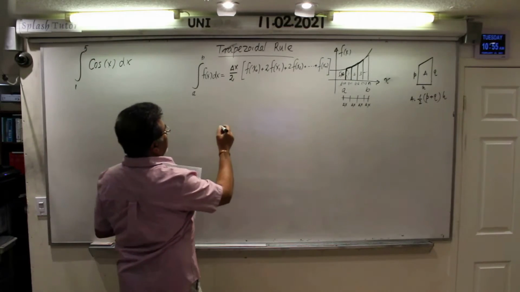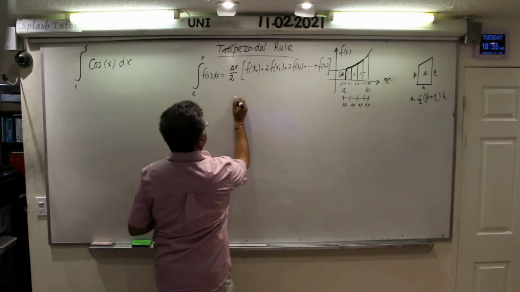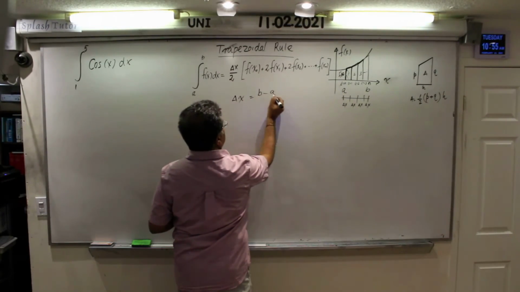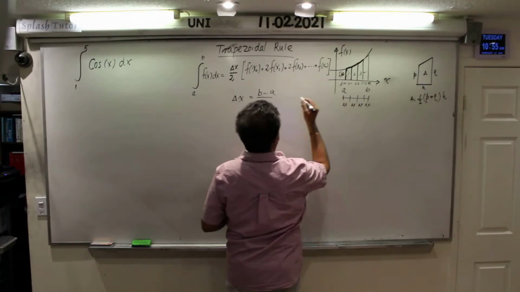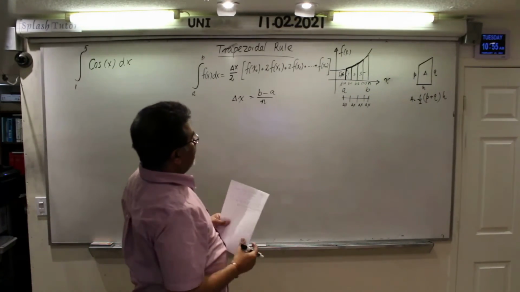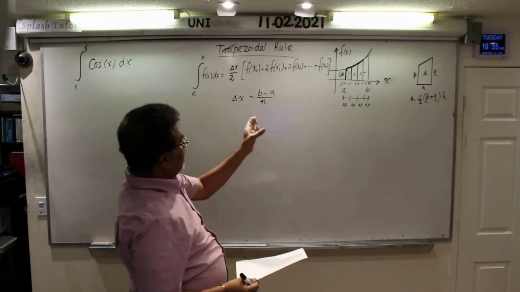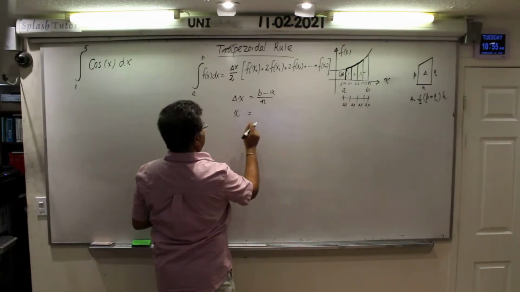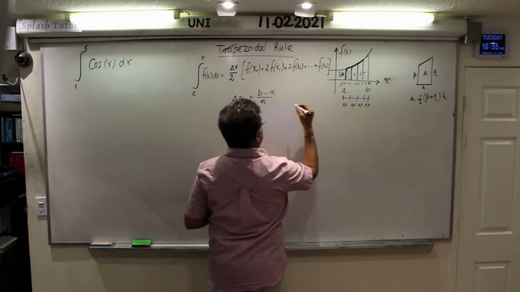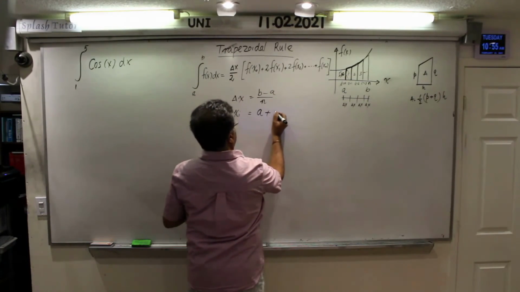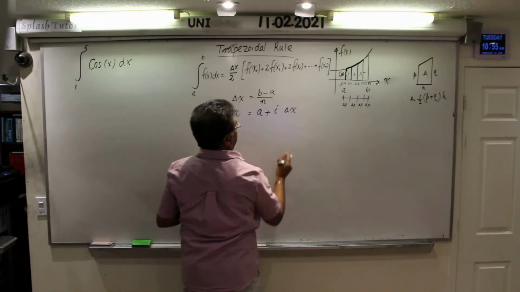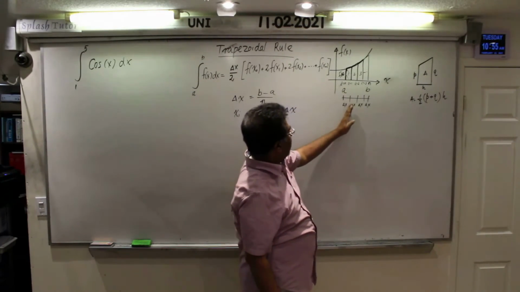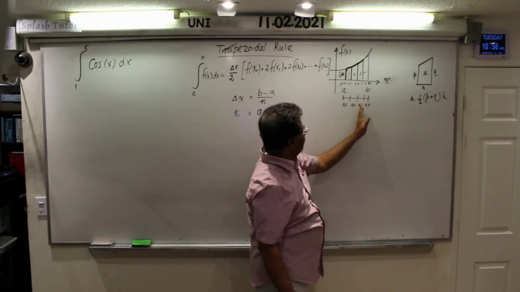Now in this case, delta x is b minus a divided by the total number of divisions, which is n. We divide it into n pieces, so each piece is a delta x. And x_i is equal to a plus i times delta x. Is that true? Because i is the number of steps: if you add a plus delta x, that is the next one, and a plus 2 times delta x is the next one.